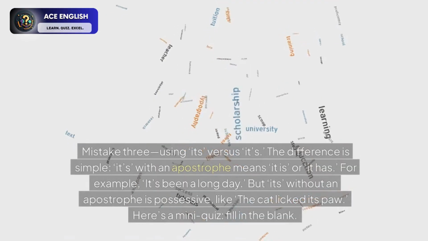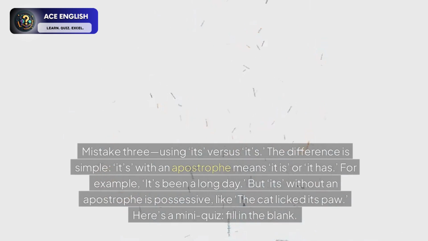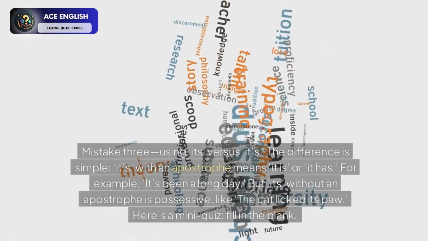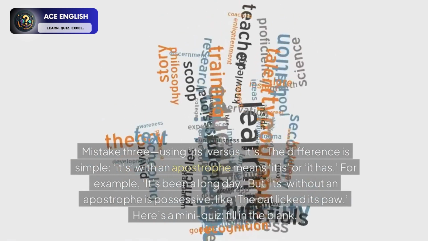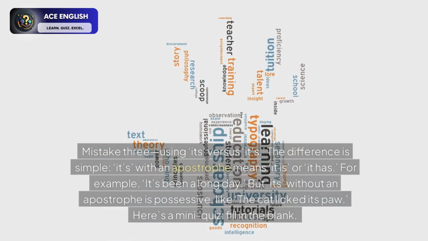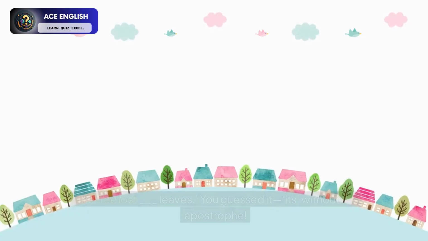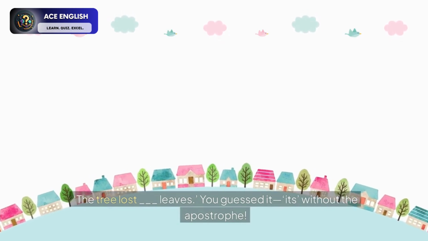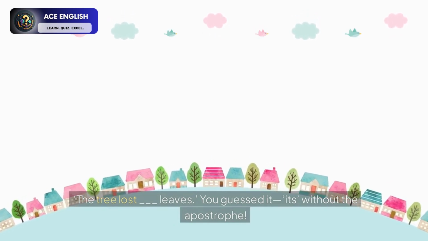Mistake 3. Using it's versus its. The difference is simple. It's with an apostrophe means it is or it has. For example, it's been a long day. But its without an apostrophe is possessive, like the cat licked its paw. Here's a mini quiz. Fill in the blank. The tree lost ____ leaves. You guessed it, its without the apostrophe.